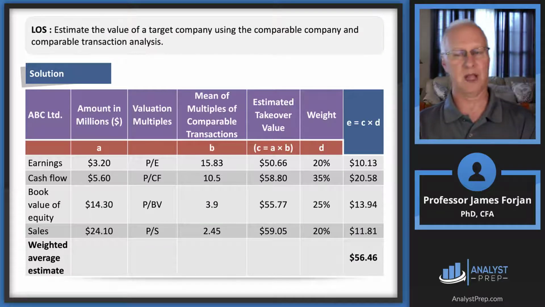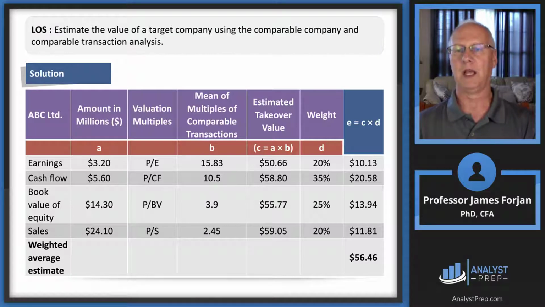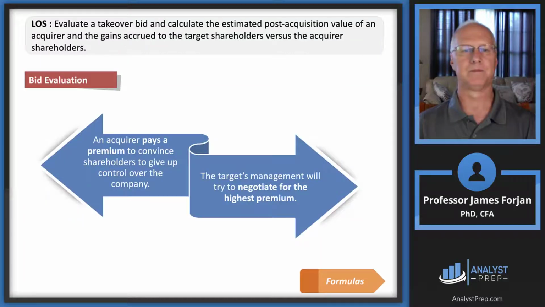And now we assign those weights. And this is a difficult one. You know, how do we decide what is more important than something else? Clearly cash flow, in my estimation, and in Modigliani and Miller's estimation, ought to be the most important one. There's 35%. So there we do some quick math over there on the right-hand column. There's the weighted average estimate, $56.46. That's in millions probably.